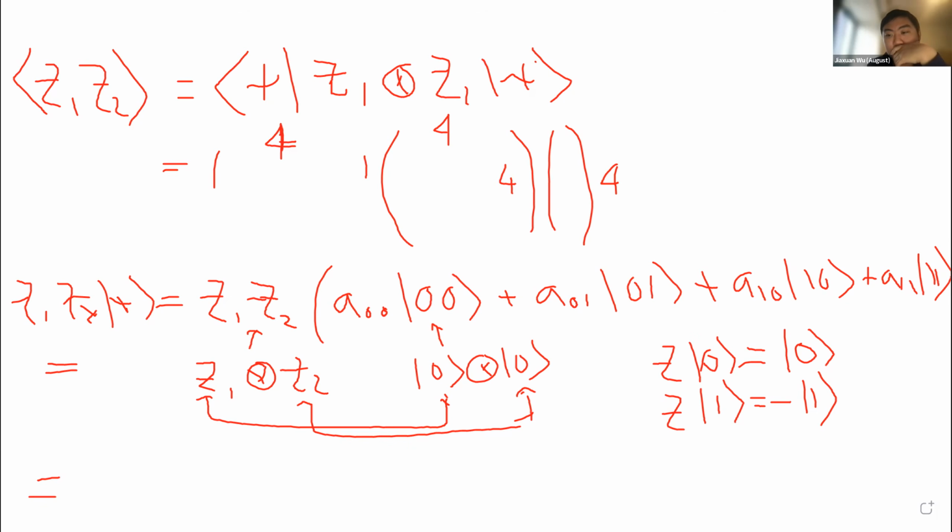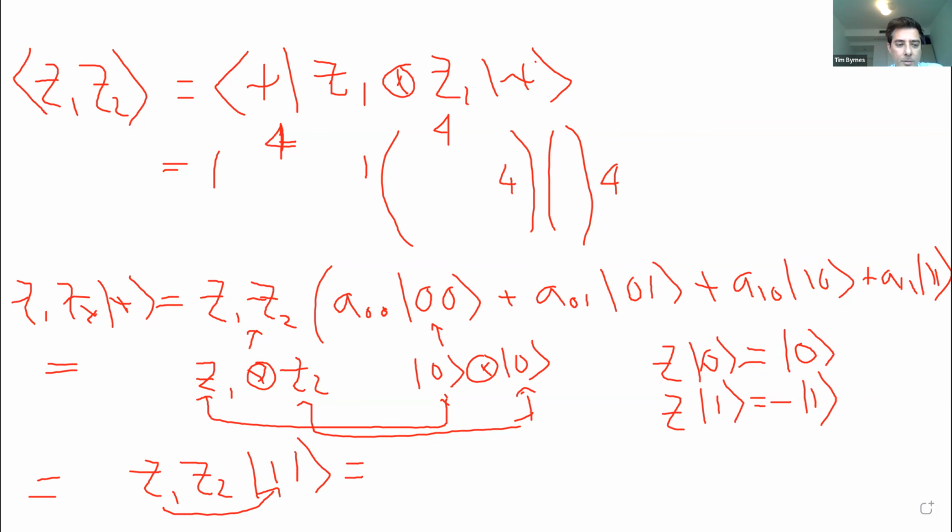Exactly. So what's going to happen with Z1 Z2 applied on 11 is that Z1 applied on this state would give a minus sign, but Z2 applied on 1 also gives a minus sign. So it'll be minus 1 squared times 11, but minus 1 squared is 1. So in fact, that one is another state that does not change in sign.